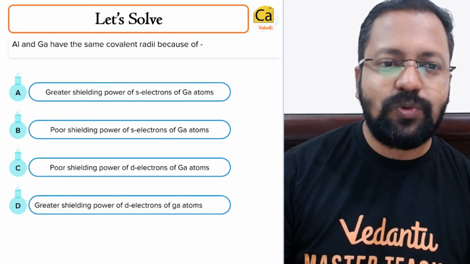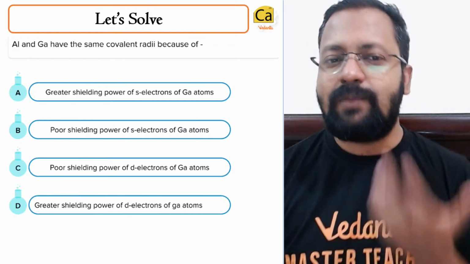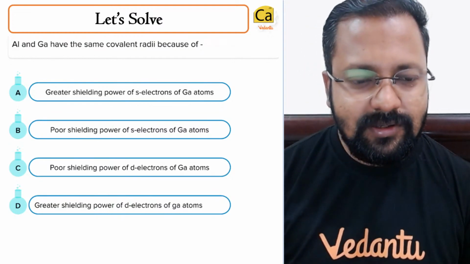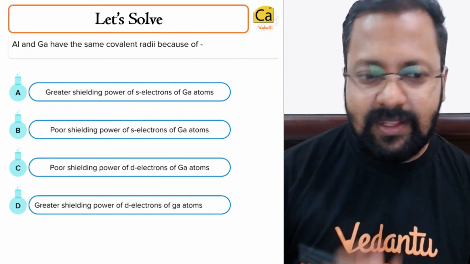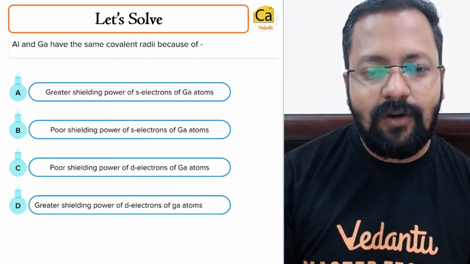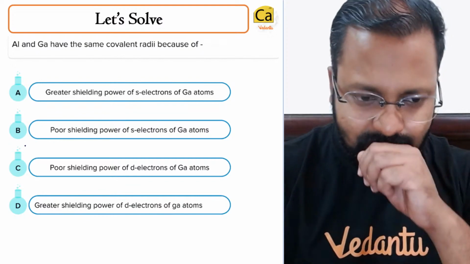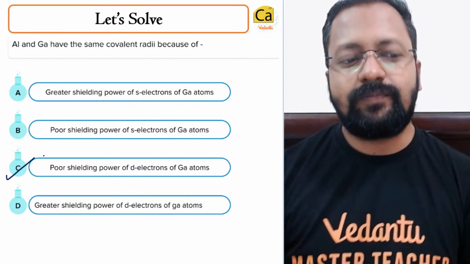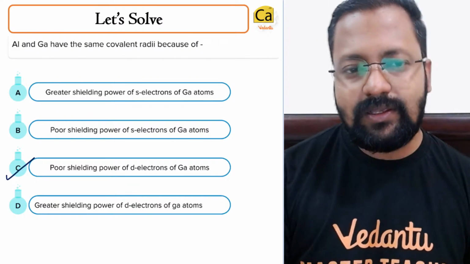So the right answer to this question will be: aluminium and gallium have the same covalent radii, because of the poor shielding of d electrons of gallium. The right answer should be C.